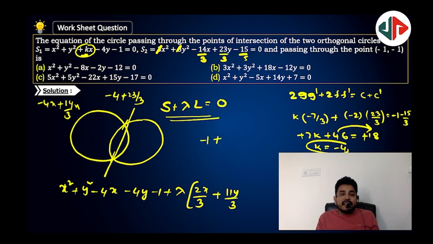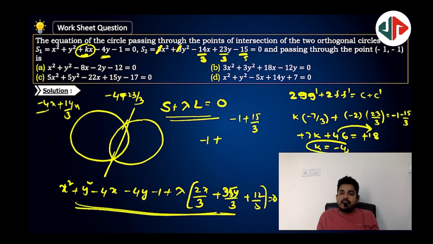Here it is minus of minus. So this value is equal to minus 4y minus only, so this is minus 35. And minus 1 plus 15 by 3 is equal to plus 12 by 3 is equal to 0. Now this is passing through minus 1 comma minus 1. You are going to get the answer.